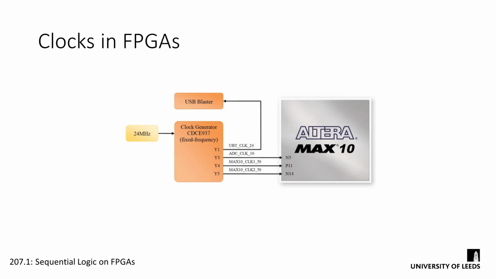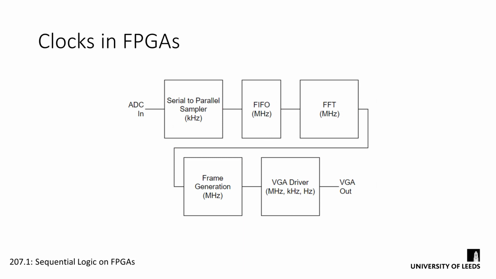Imagine a system which reads from an ADC and outputs a visualization of the signal's frequency domain on a VGA monitor. The ADC could be at any frequency, it depends on what we're sampling, but let's say it's audio, and therefore it will need a sample rate in the kilohertz range. Our module to communicate with the ADC chip retrieves samples through a serial link and would therefore be clocked in the kilohertz range as well.